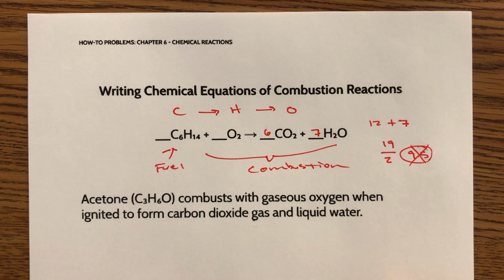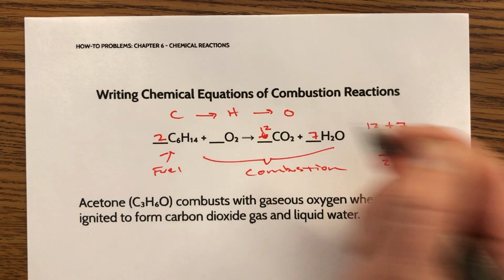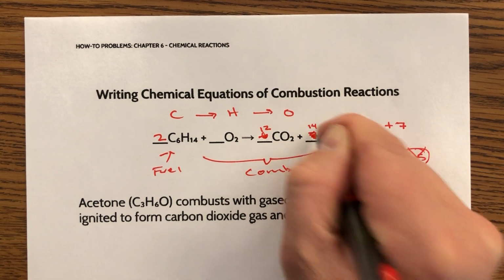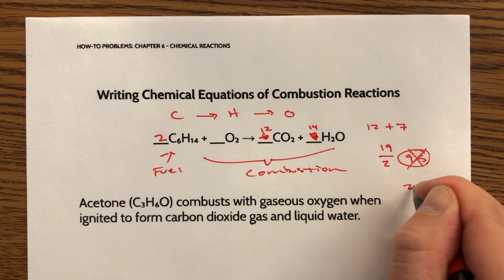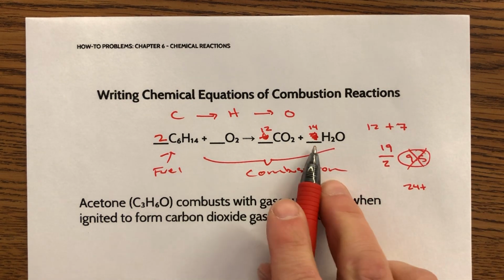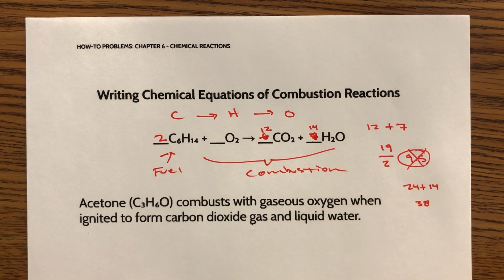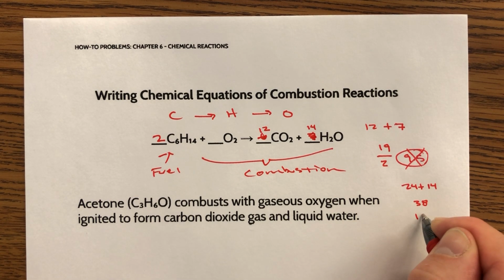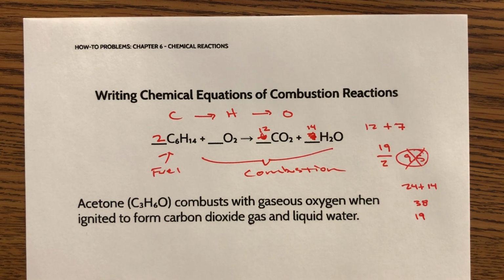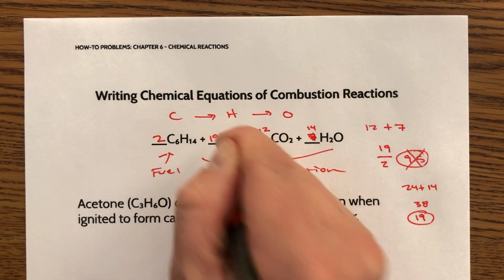So what we'll do is we'll have to double everything and then do it again. So we're going to double this. We're going to change our 6 to 12 and our 7 to 14. Okay, and then we're going to add up our oxygens again. 12 times 2 is 24 plus 14, and that's going to give us 38. And if we divide 38 by 2, that's going to give us 19, I believe. Yes, it's 19. All right, now we're going to have 19 O2s.